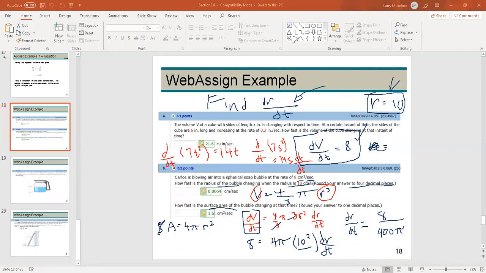All right, let me take the derivative of both sides with respect to t. So this is going to be dA/dt equals 4 pi is just a constant. Now I'm going to take the derivative of r squared, but with respect to t, that's going to be 2r, and I have to include a dr/dt.